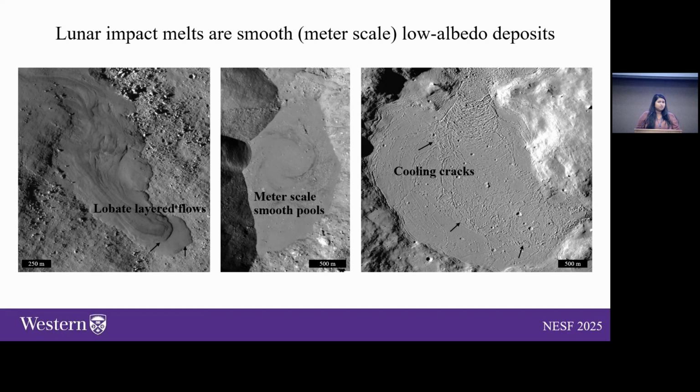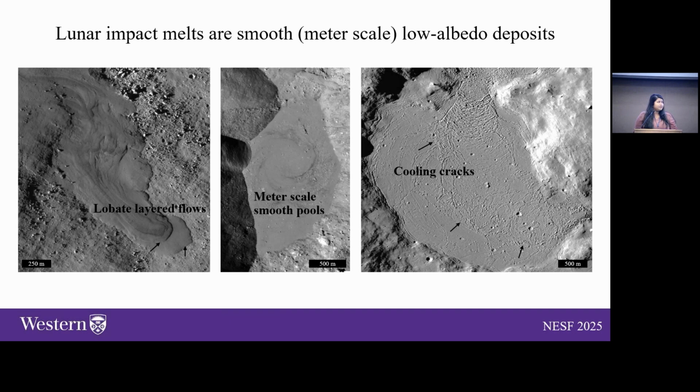So impact melts are these dark, low albedo features that are mostly smooth in meter scale, and they form as a result of impact cratering, and they are quite commonly found on the moon. These are some images of impact melts, and they have some characteristic morphologies which make them easy to find.